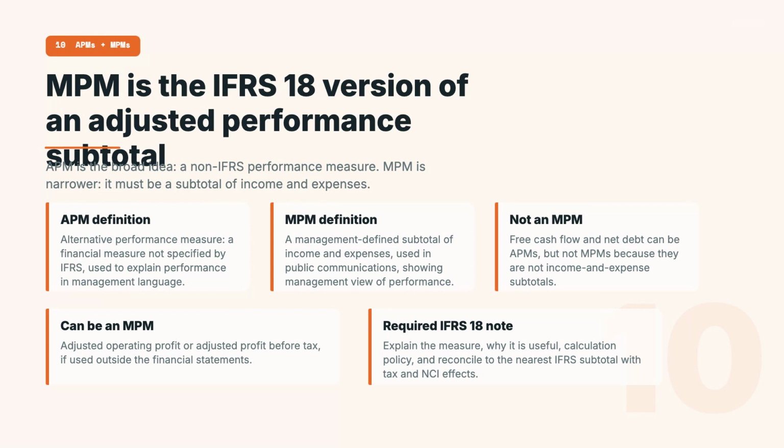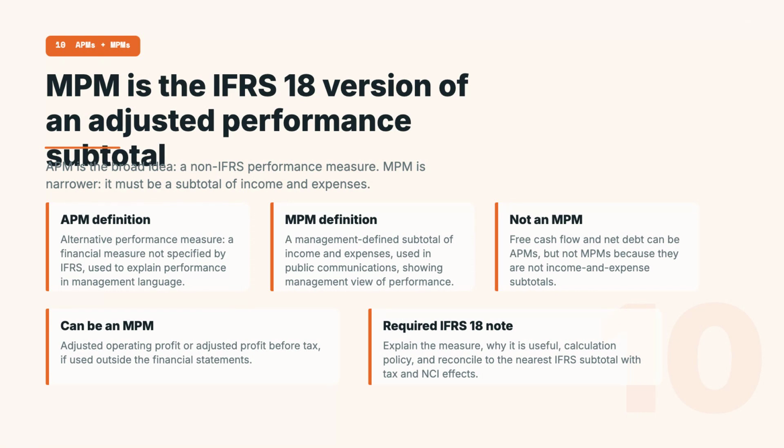So the test is 4 steps. 1. Is it a subtotal? 2. Is it made up of income and expenses? 3. Is it used outside the financial statements, for example, in a press release, annual report commentary, or investor presentation? 4. Does it show management's view of the entity's financial performance as a whole? If the answer is yes, it may be an MPM. Adjusted operating profit, adjusted profit before tax, or operating profit before restructuring costs can be MPMs if management uses them publicly. Free cash flow is not an MPM because it is not a subtotal of income and expenses.